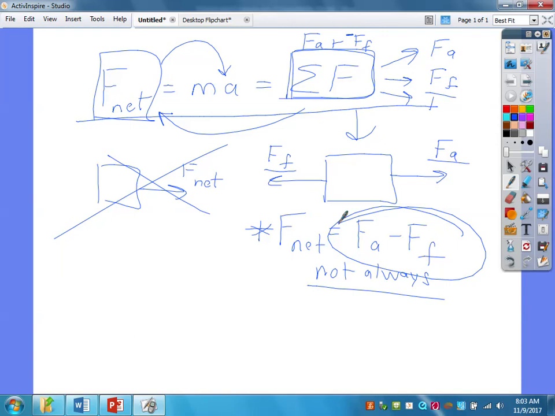And if you haven't yet, make sure you go back and watch the free body example problem, because I do more expansive problems like that instead of just condensing it. These were meant to be a little bit shorter.